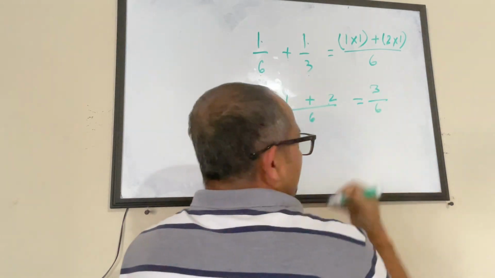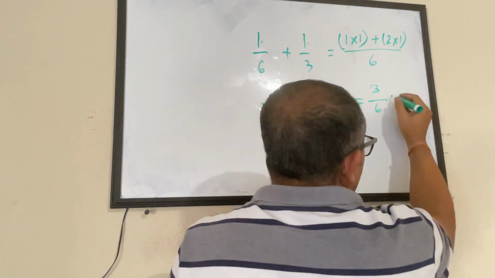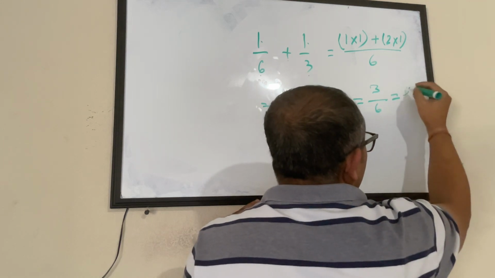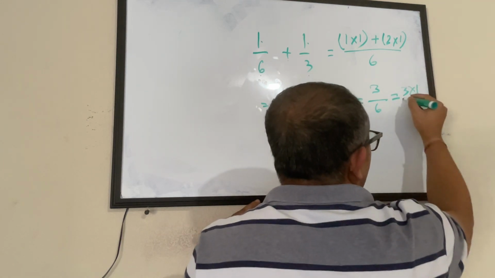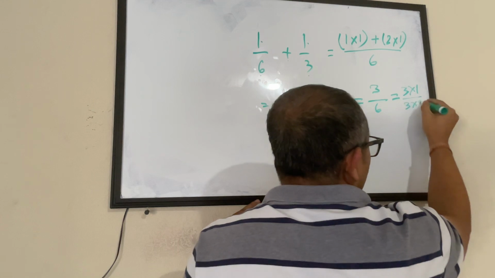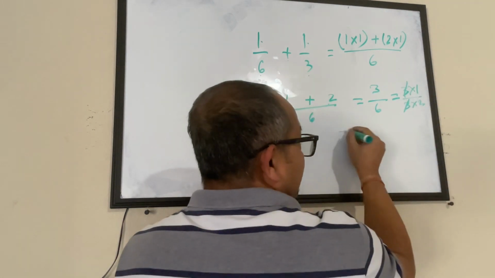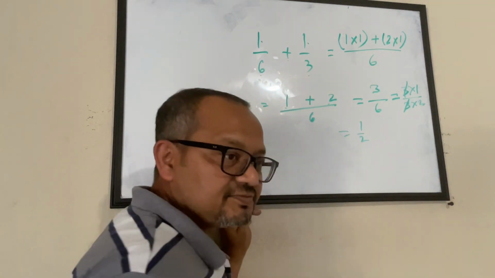Now, this could be my answer, or I can simplify this. How do I simplify? I do tic-tac-toe. 3 I can write as 3 times 1, and 6 I can write as 3 times 2. 3 and 3 I can do tic-tac-toe. It became 1 by 2. This is my answer.